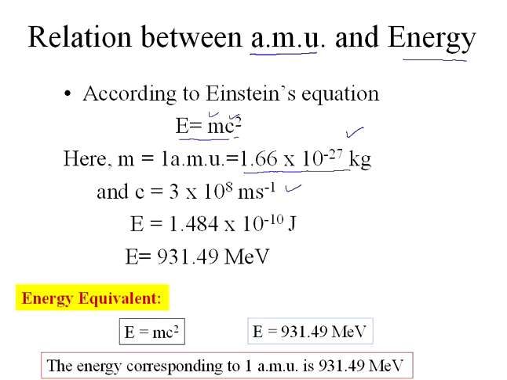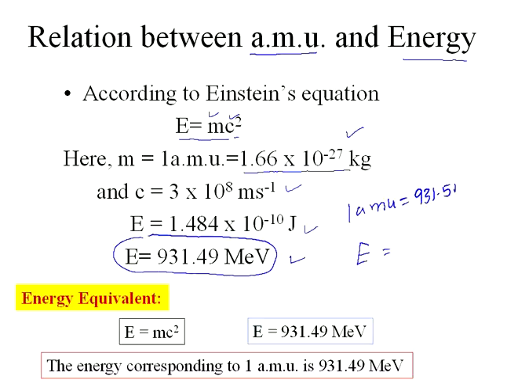Now by putting in the value of c, we get this energy E equal to 931.49 MeV. In general we use 1 atomic mass unit equal to 931.5 mega electron volt. So 1 atomic mass unit is equal to 931.5 mega electron volt, which we generally use in numerical calculations.